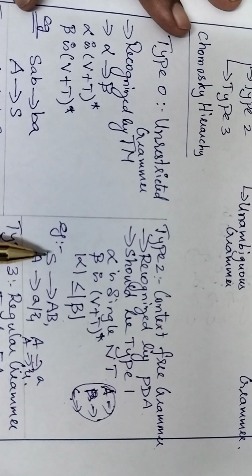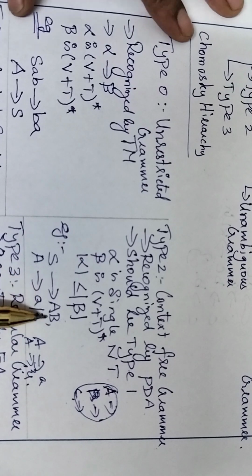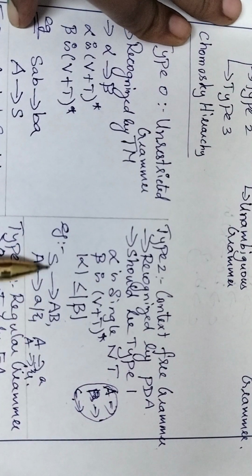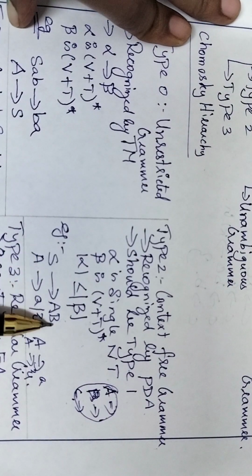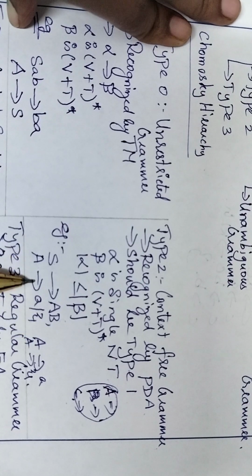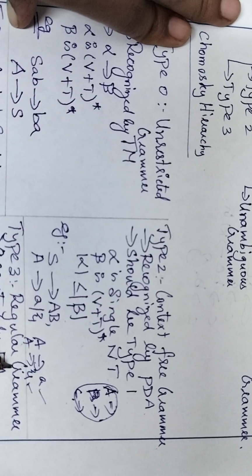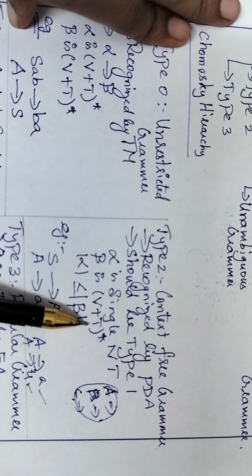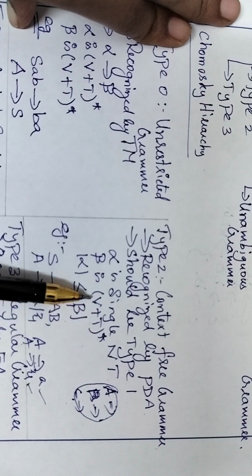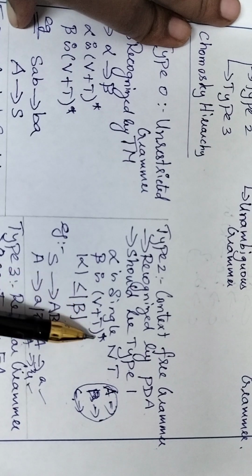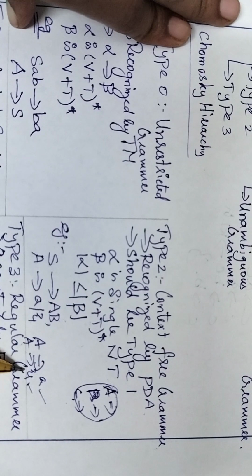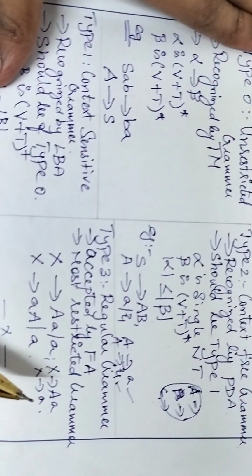If you have this example, S tends to AB, you have 1 here and 2 here, and 1 is less than 2. Also you have A which tends to a. This can be written like this: A tends to a, and then A tends to epsilon. So what is this epsilon? The beta can have 0 or more non-terminals or terminals, 0 or more. So 0 means you can have an epsilon.